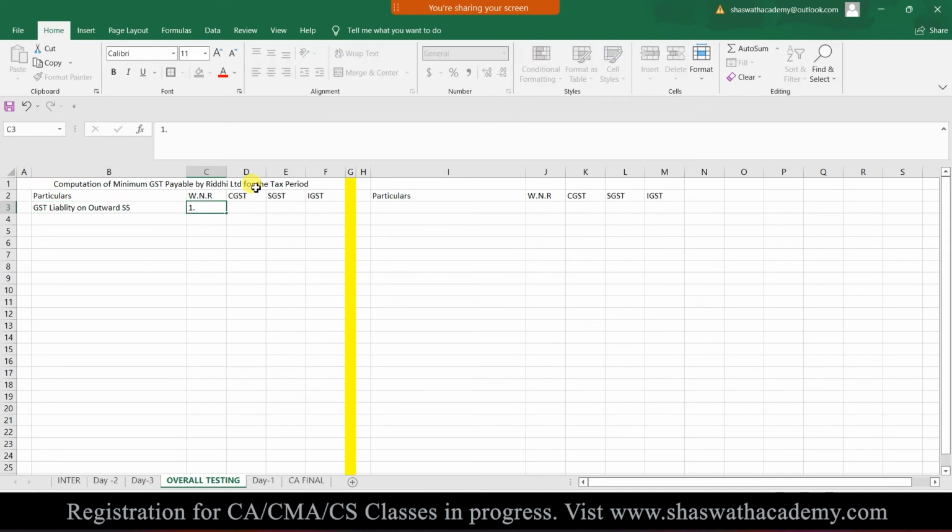This will be working note number 1 for me, wherein I will calculate outward supply. Or you can give the heading computation of outward supply made by Riddhi Limited for the tax period.